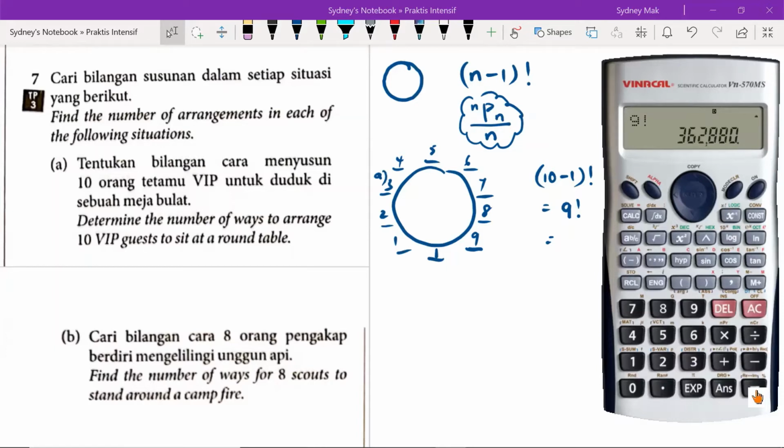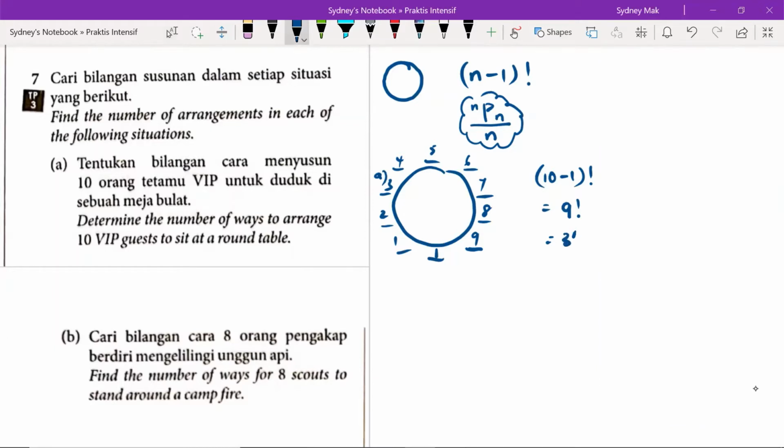So we got 362,880 ways. Alternatively, if we were to use this formula, that will be nPn, all right, n is 10, so 10P10 over n, divided by 10. So this will be n factorial, that is 10 factorial divided by 10.